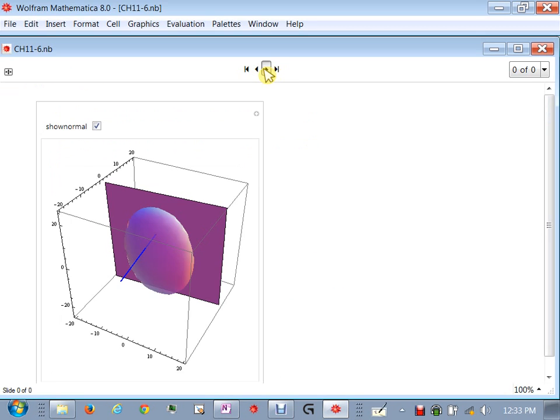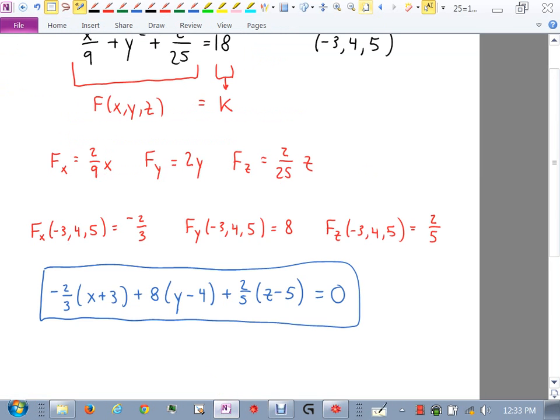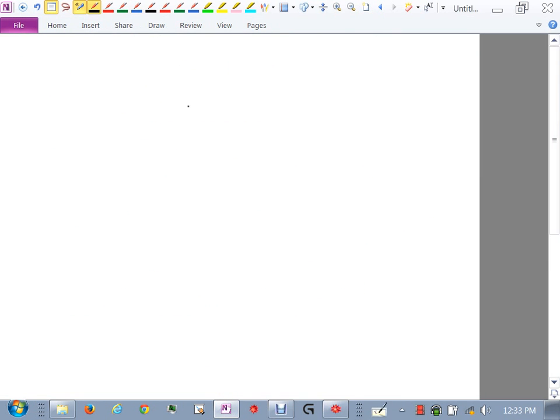One last thing, and then that's it for this section. We don't have to do a whole lot of work. This is almost the same exact problem. It says find the equation of the normal line to the tangent plane of the ellipsoid. That's the same ellipsoid. That's the same point, right? It wants the equation of the normal line to our plane. So let me try and remind you of what that is. If somebody gives you a plane, a sheet of paper, right?